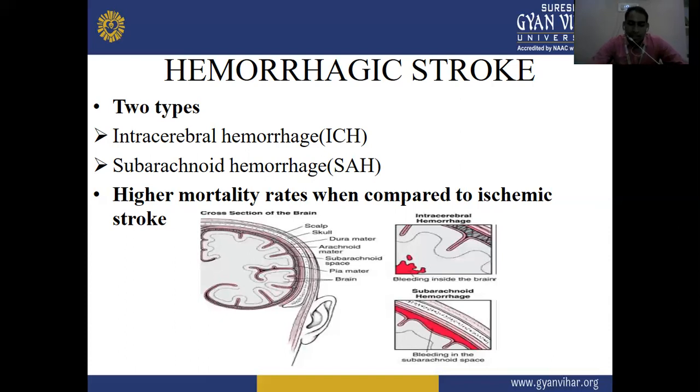Mortality rate is a measure of the number of deaths in a particular population. Mortality rate is higher in intracerebral hemorrhage and subarachnoid hemorrhage.